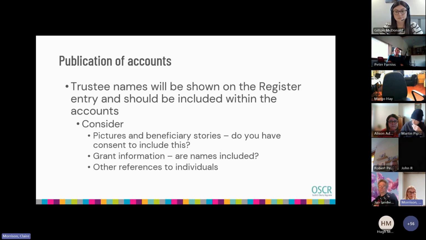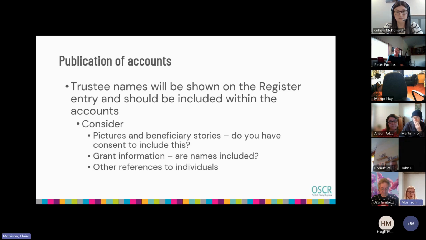So if the grant is in relation to hardship, for example, having this in the public domain might be quite harmful to that individual. Beneficiary stories can be really useful in telling the story of the charity and add context to a trustee's annual report. And we encourage charities to include beneficiary stories. But it is important to again consider whether you want to include the personal information. Beneficiary stories might be better to be anonymised, and then you wouldn't be sharing personal data.